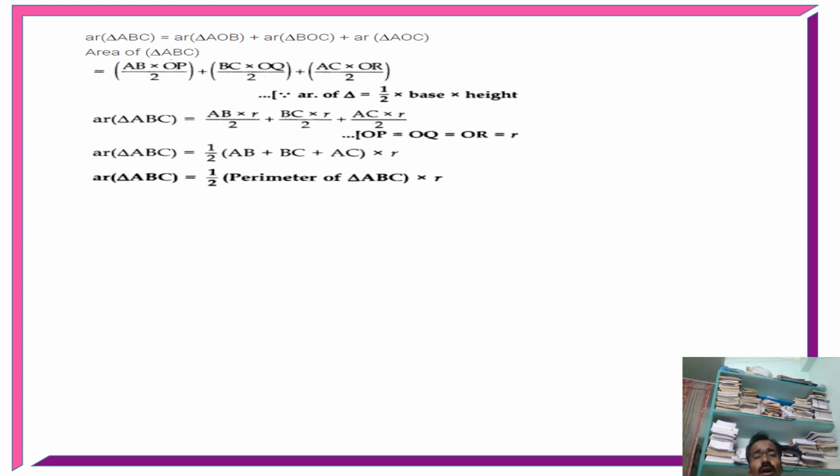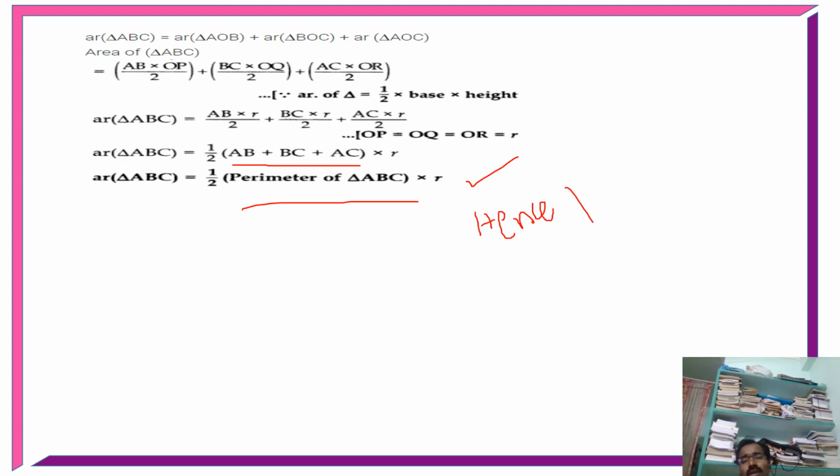R is common. Therefore, we can conclude that the area of triangle ABC is half into AB plus BC plus AC, which is nothing but the perimeter of ABC. Hence, it is proved. This is one of the important theorems in circles, using the concept of tangents drawn from external points being equal in length.